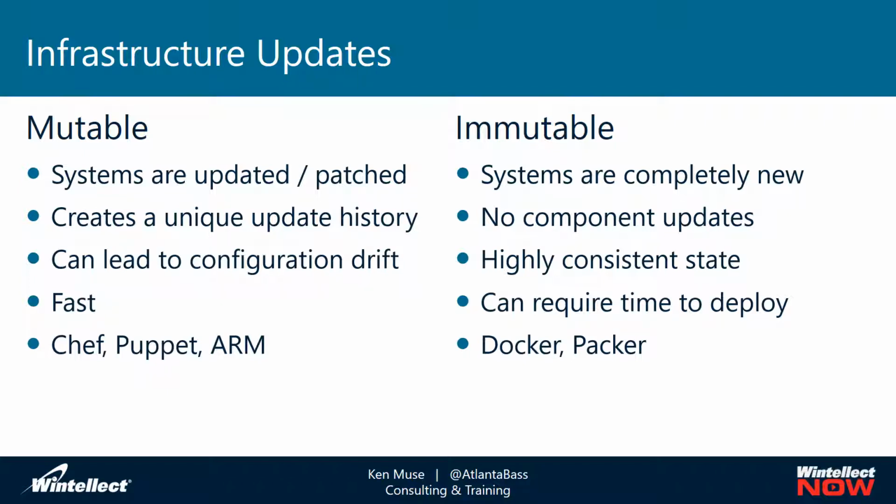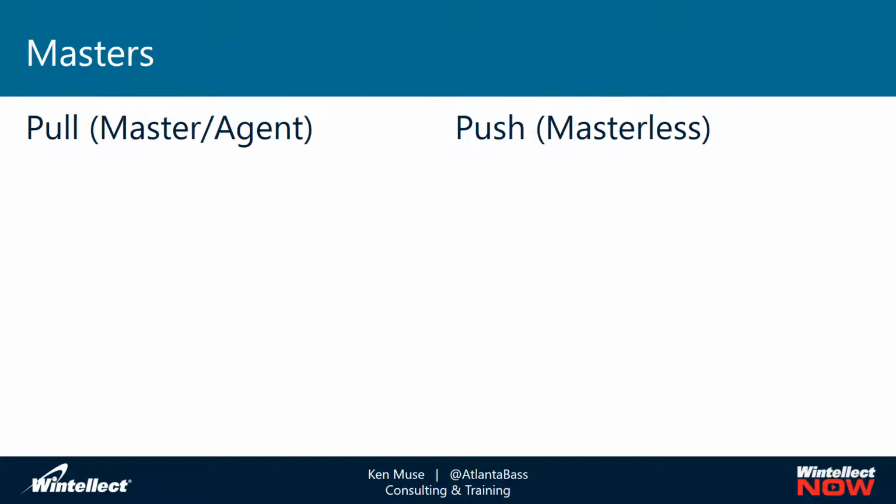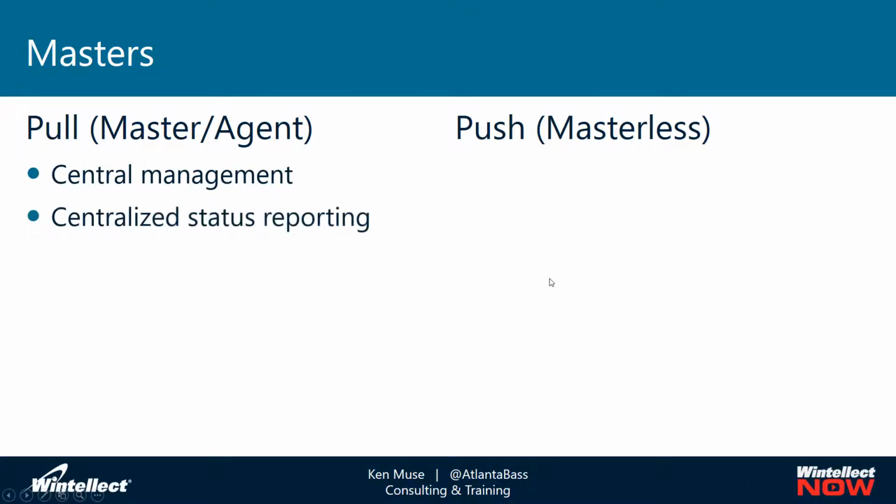Deploying code into the environments can utilize one of two approaches to a master that can push the changes out. The first approach is the pull or master and agent, and the second is push or masterless. Pull approaches rely on centralized management. This means that all of the reporting is centralized and we can go to one place to see the status. It also means that children that are wanting to consume these updates or to be managed and maintained centrally are going to ultimately require some sort of agent to be installed and configured on them.